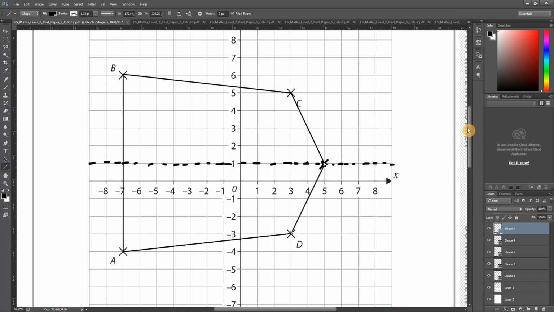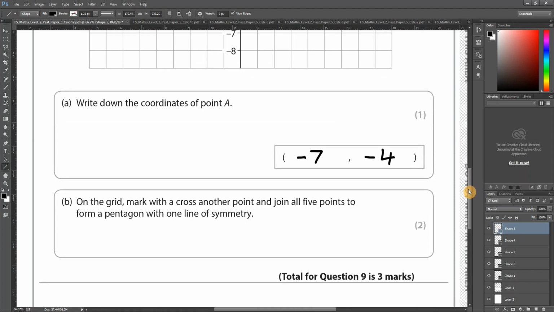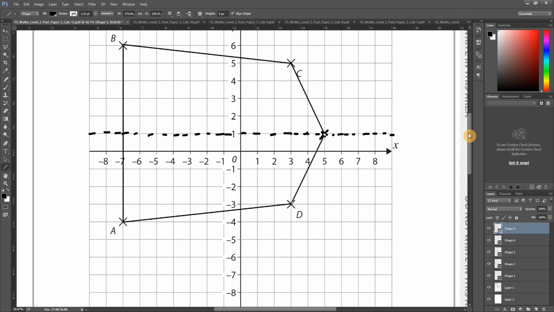So how many marks was that? 3 marks in total for that. Let's move on to the next question.